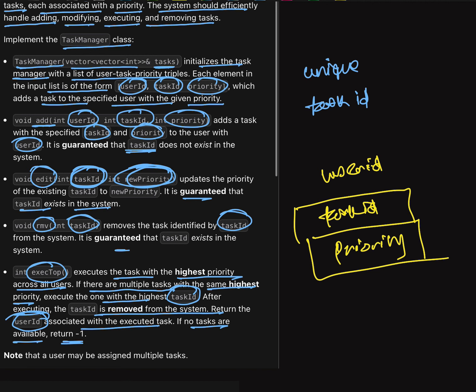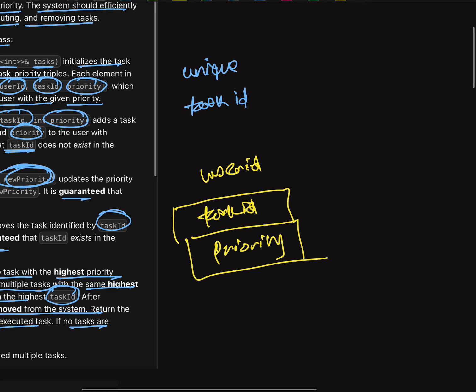So you can think about this: we have to use a priority queue here, because the highest priority will be executed first. It will be stored as a max heap. In the max heap, we have to consider two things: priority first, and if the priority is the same, then we decide with the task ID.